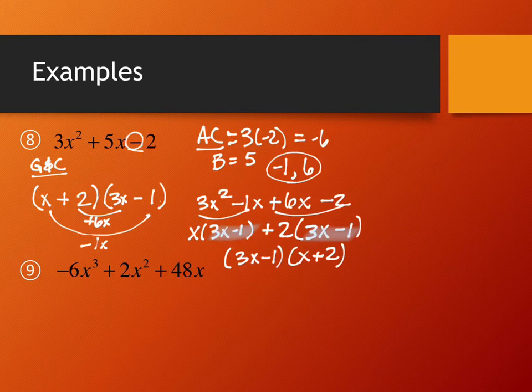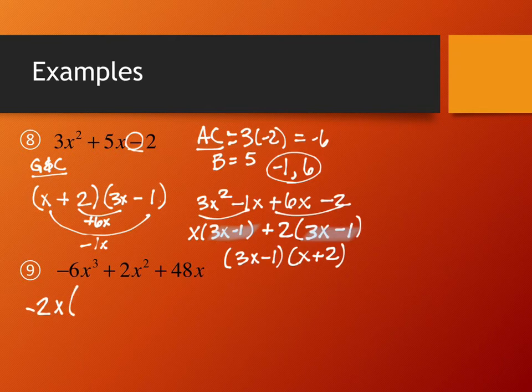So the first thing that we're actually going to do here is to take out a 2. I'm going to take out a negative as well, because I don't really want a negative at the very beginning of my factoring. That makes things very messy. So I'm going to take out a negative 2. And they all have an x in them, so I'm going to take out an x as well.